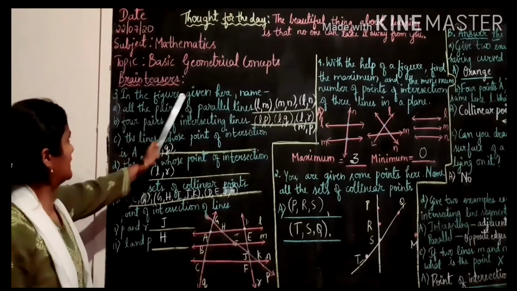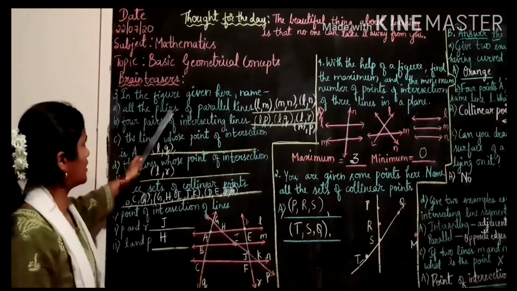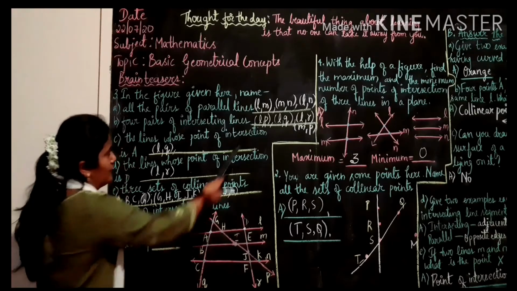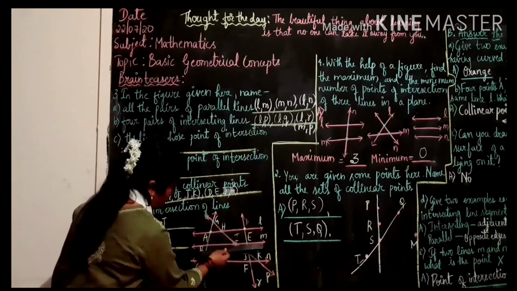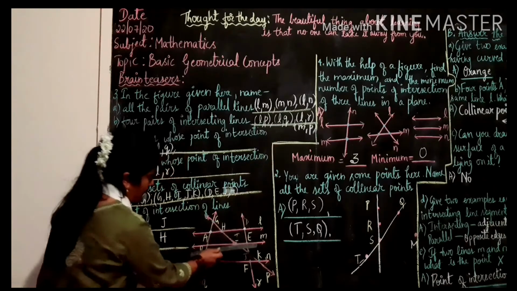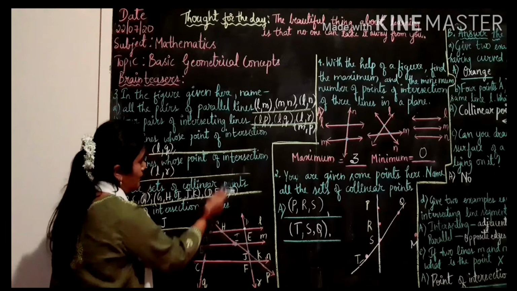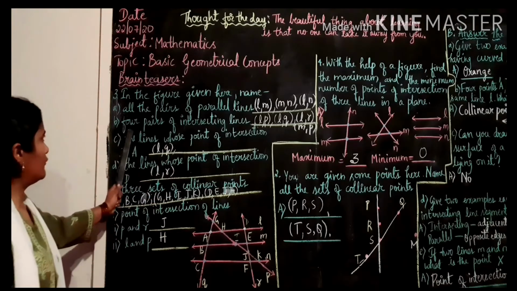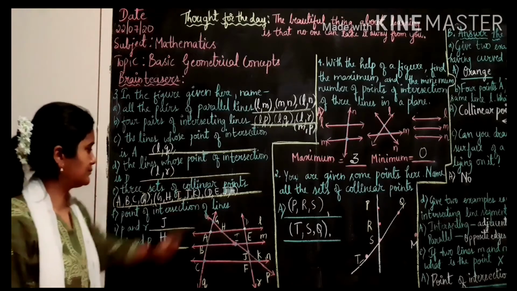In the given figure, name all the pairs of parallel lines. Here is the figure and the first pair is L and M. L is parallel to M, M and N. M is parallel to N and the third pair is L is also parallel to N. Then you have 4 pairs of intersecting lines.